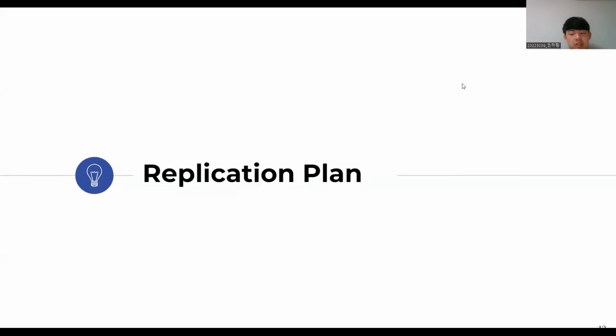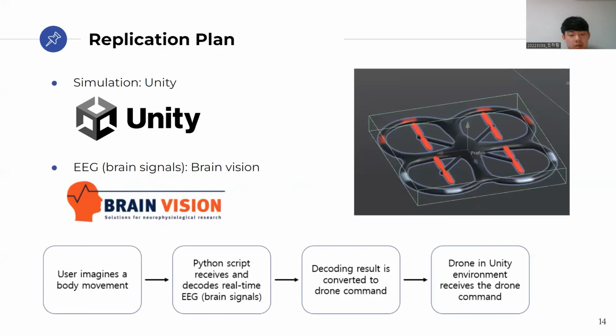Next up is our replication plan. So we plan to replicate the work in a simulation environment. We're planning on using Unity to create a simulation environment for controlling a motor imagery-based quadcopter. Using a quadcopter asset available in the Unity Asset Store will allow us to replicate a drone object, and BrainVision software will enable us to take brain signal information from the user in a reliable manner. And based on received brain signals, we can infer user intention after a decoding process.